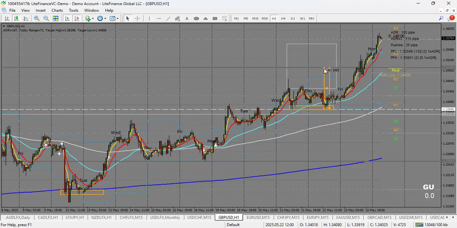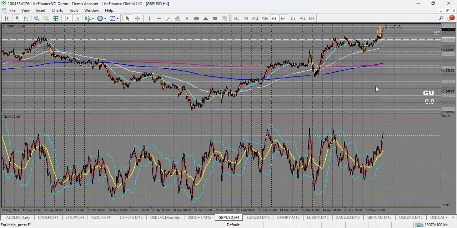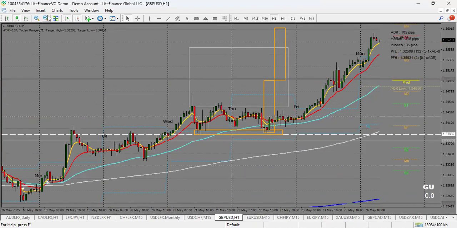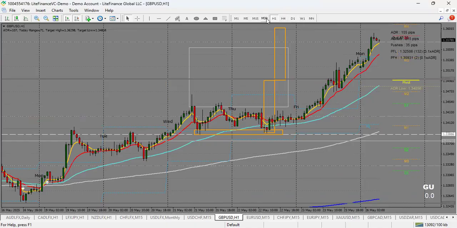Our ADR is around 105. That's ADR times 1. So ADR times 2, we are still going up to ADR 3. I can simply continue drawing the third ADR box later on.